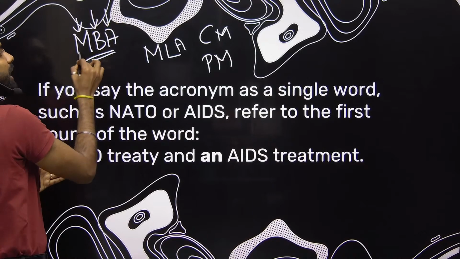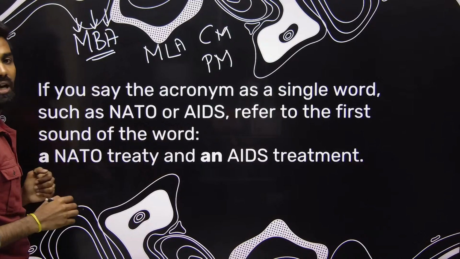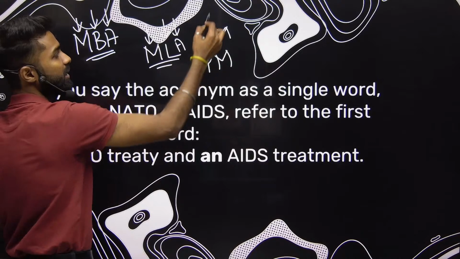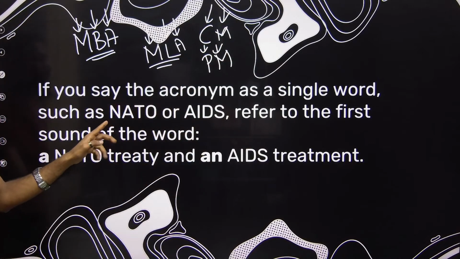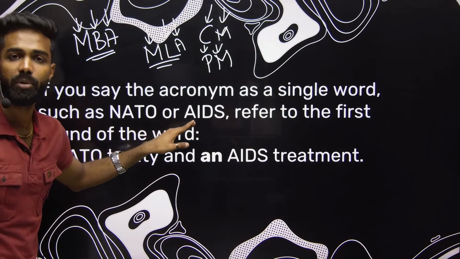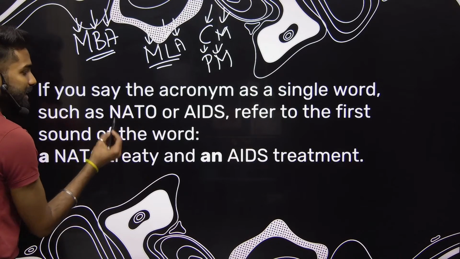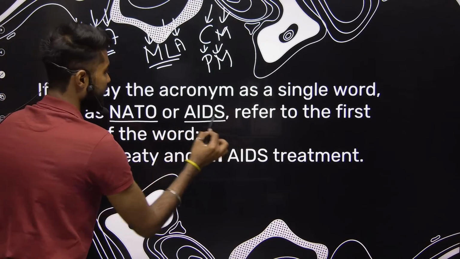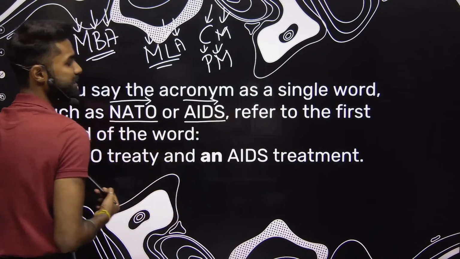MBA. I'm not saying MBA as a single word. I'm pronouncing each and every alphabet here. MLA, I'm pronouncing it letter by letter: M, L, A. CM, PM. Whereas if I choose a word like AIDS, acquired immunodeficiency syndrome, or North Atlantic Treaty Organization, NATO, am I pronouncing it letter by letter? No, this is pronounced in a single go: NATO, AIDS, all right?